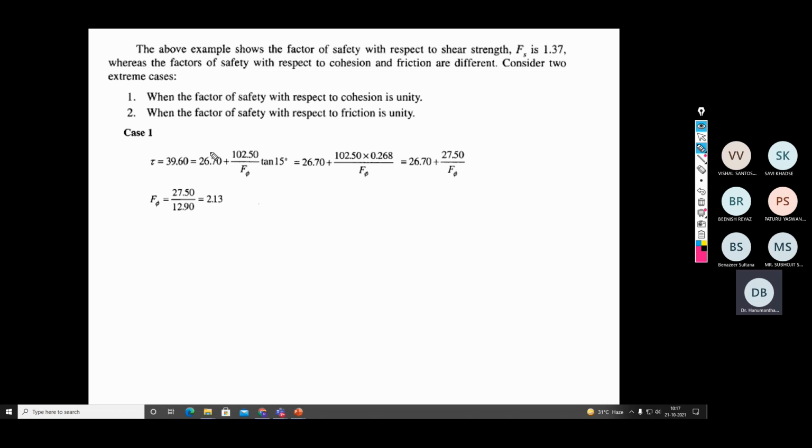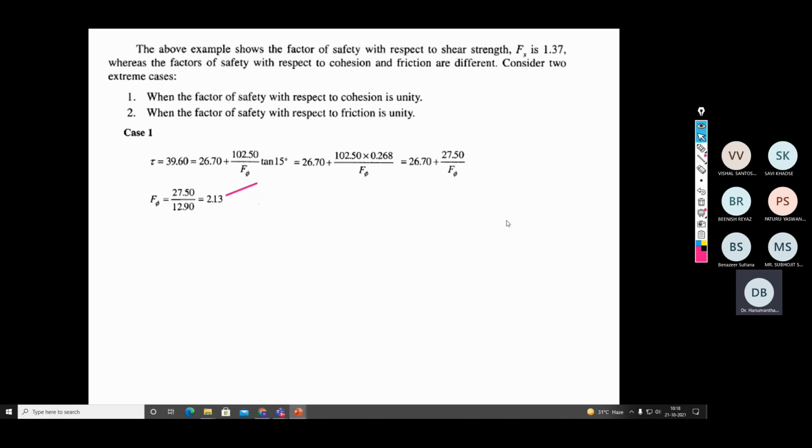So here the factor of safety with respect to cohesion is unity. So you need to take 26.7 divided by 1, plus sigma dash tan phi divided by the factor of safety with respect to phi. You are asked to calculate the factor of safety with respect to the friction, where tan phi is given by the friction angle. If you calculate it, what you will get is 2.13. Okay, this is considering the ultimate shear strength.